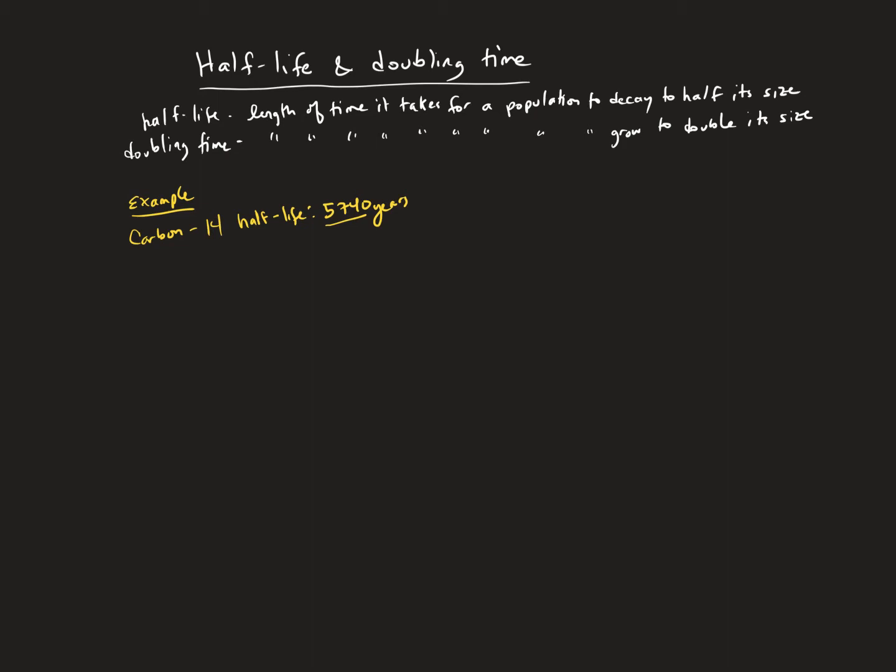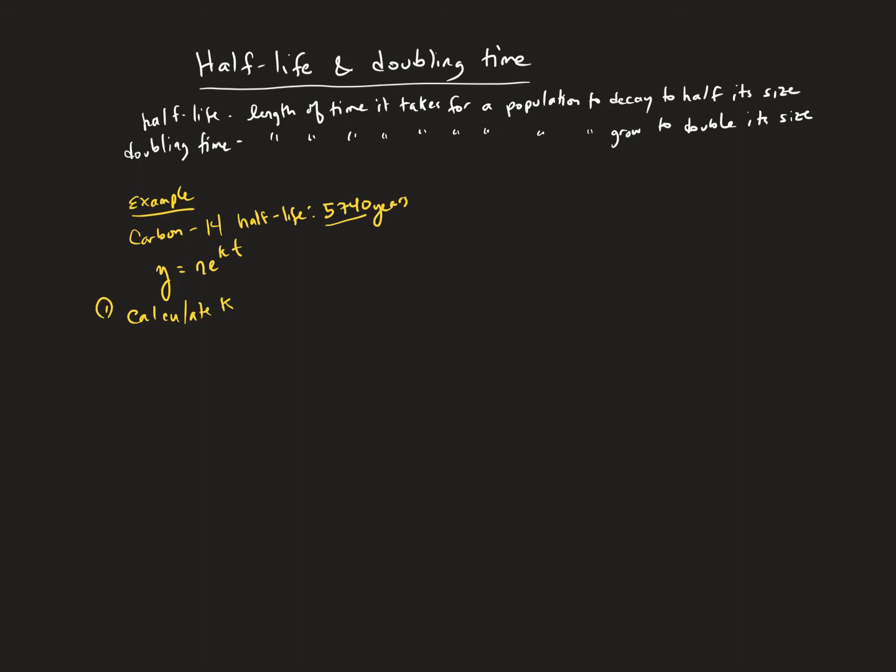So carbon-14 has a half-life of 5,740 years, and so what I'm going to do is walk you through a typical half-life problem. And just know that a doubling time problem would look exactly the same, except the opposite. I'll point that out when we get there. So carbon-14 has a half-life of 5,740 years. Since it's constantly decaying, you would use the continuous growth and decay formula, which is y equals ne to the kt. And remember, anytime you're using this formula, the first thing you have to do is to calculate your k.